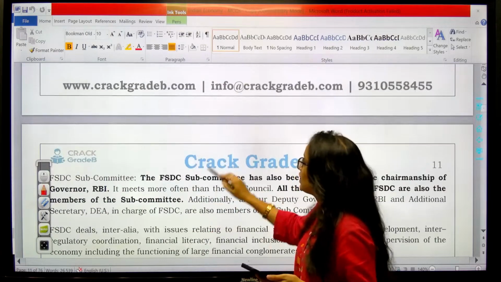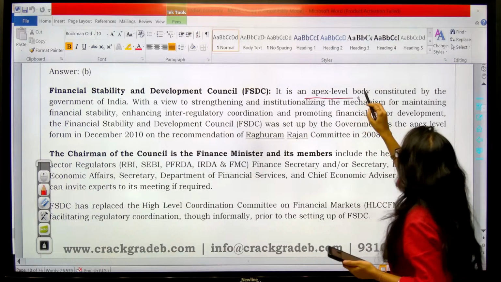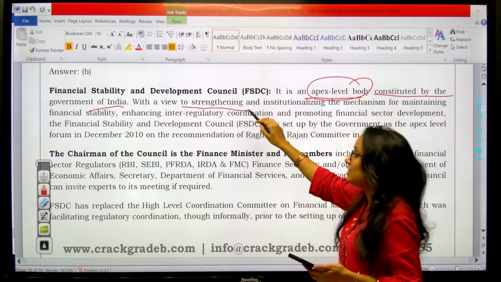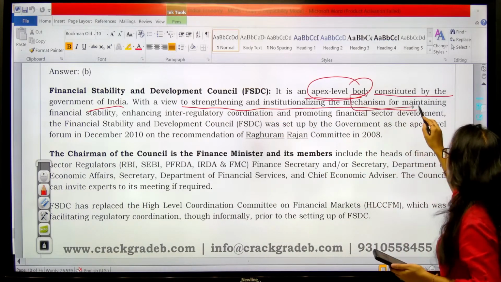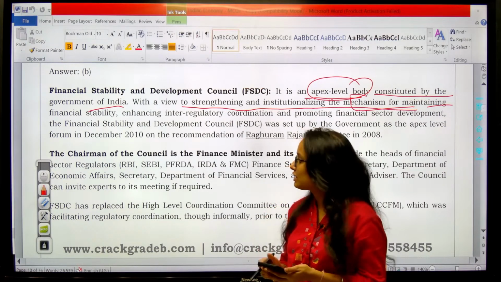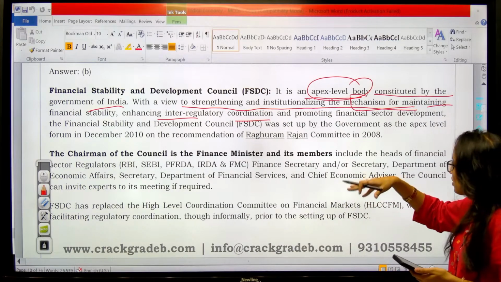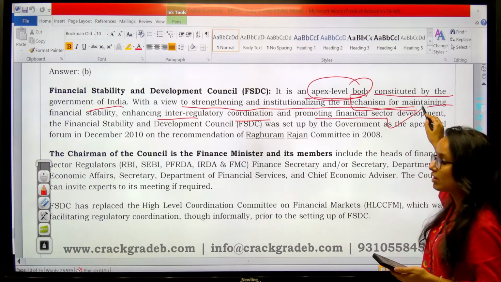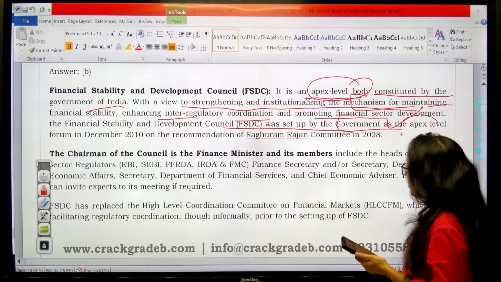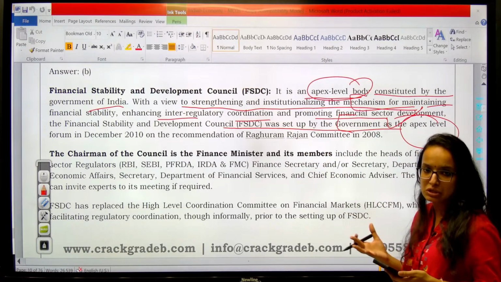Now what is this Financial Stability and Development Council? Just a very quick overview. As you all know, it has been set up as an apex level body, constituted by the Government of India, of course, to strengthen and institutionalize the mechanism of maintaining financial stability. So to basically have financial stability, enhance inter-regulatory coordination among the departments and organizations promoting financial sector development, the Financial Stability and Development Council was set up by the government as the apex level forum. So it is the apex level body for ensuring financial stability, security and development.